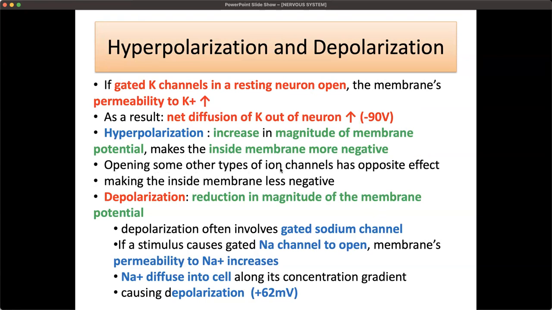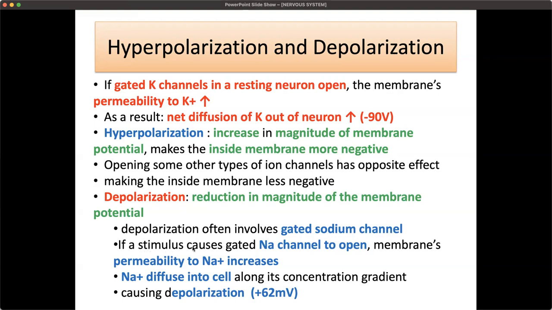Opening some other types of ion channel has the opposite effect, making the inside of the membrane less negative. Just now it was more negative, now it's less negative or more positive. So depolarization is a reduction in magnitude of the membrane potential. Depolarization often involves gated sodium channels. So, hyperpolarization when the potassium channel opens, depolarization when the sodium channel opens.